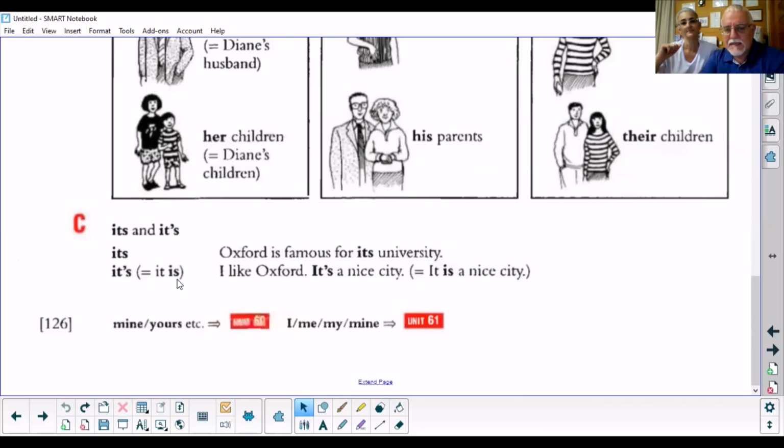It's equals it is. I like Oxford. It's, contraction for it is, a nice city. It is a nice city.